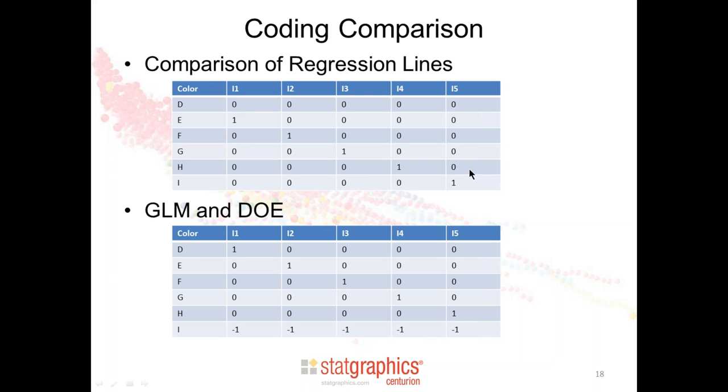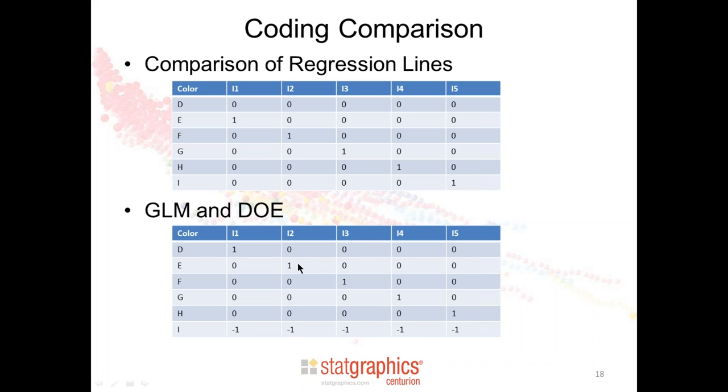In the general linear models procedure, and also in our design of experiments section, we define the indicator variables differently. There will still be five indicator variables, but the first indicator variable, I1, will be 1 if a diamond is colored D, 0 if it's color E, F, G, or H, and -1 if the diamond is color I.